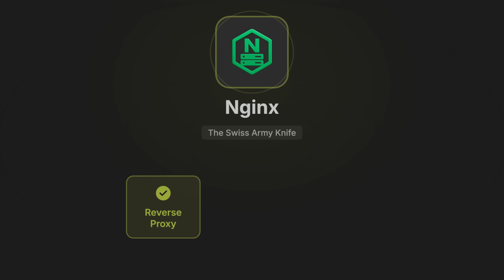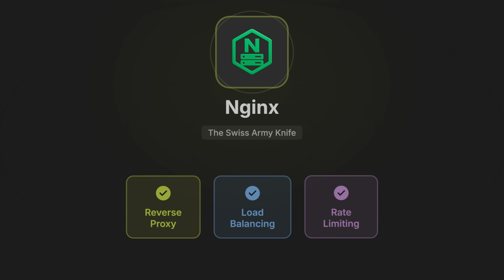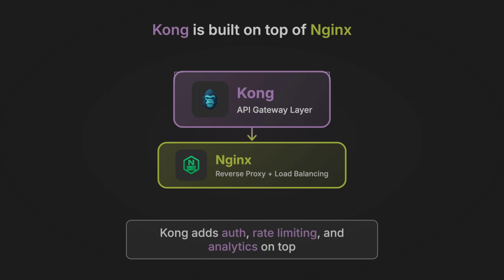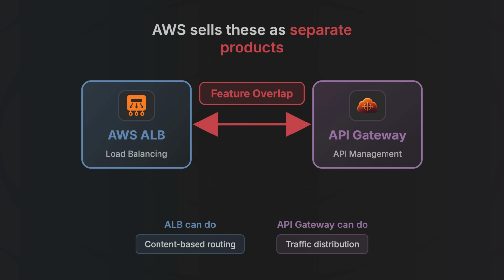Nginx is a reverse proxy. It can also load balance. With plugins like OpenResty, it can handle rate limiting and basic auth, API gateway territory. Kong is an API gateway built on top of Nginx, so it's also doing reverse proxy and load balancing underneath. AWS sells ALB for load balancing and API Gateway for API management as separate products, but there's overlap. API Gateway distributes traffic internally, ALB can do content-based routing.